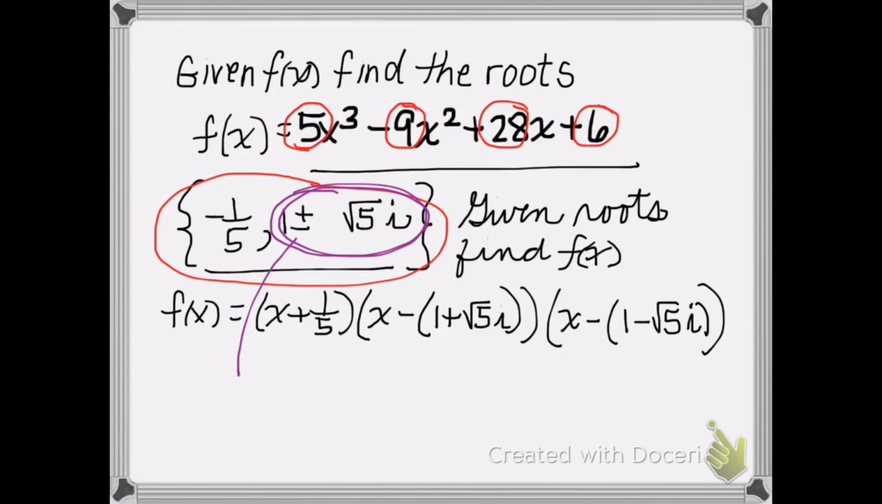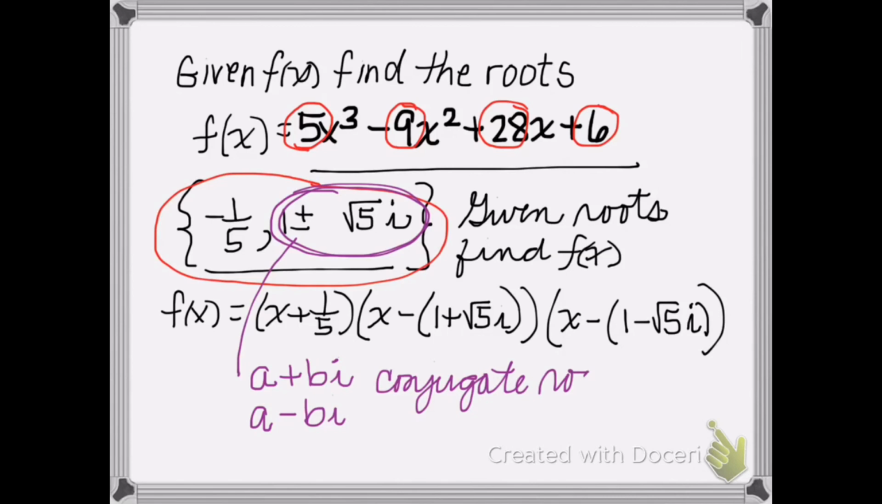So, for example, the general case would be, if I have a plus bi, then I would also have a minus bi. And that is called the conjugate root theorem. Look, all you need to remember is that you can't have a single imaginary root in any of the polynomials that we're going to be examining. And that is it for this topic.